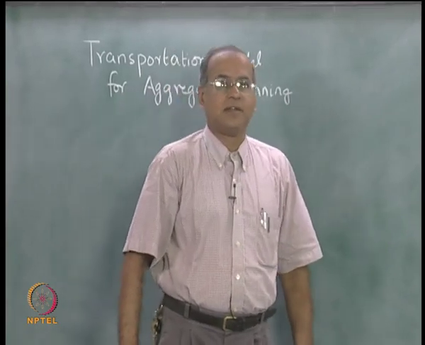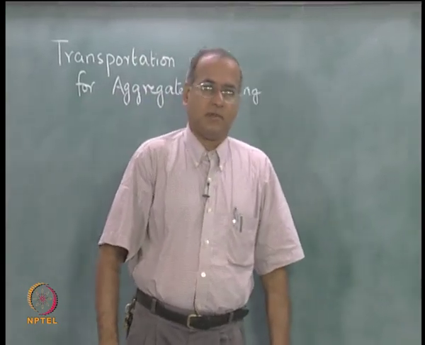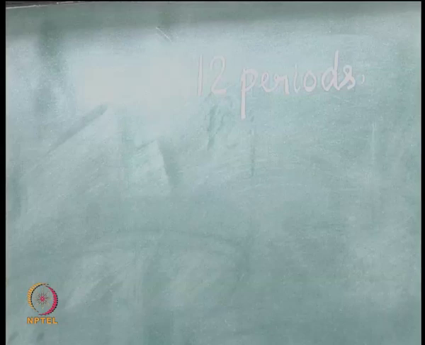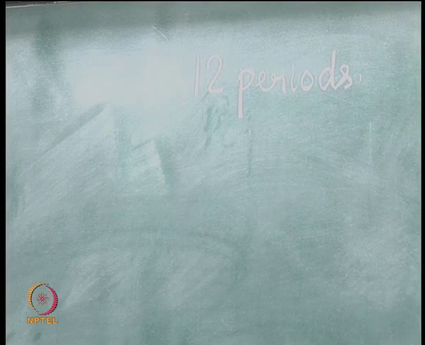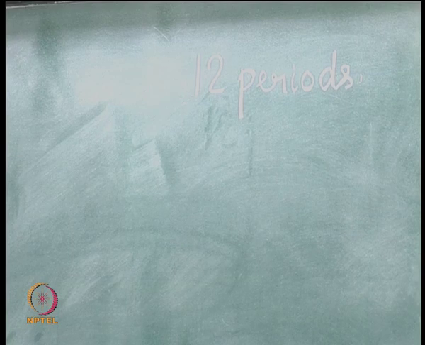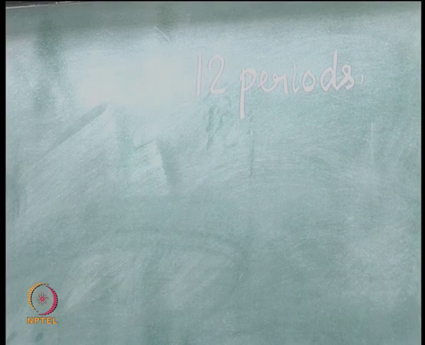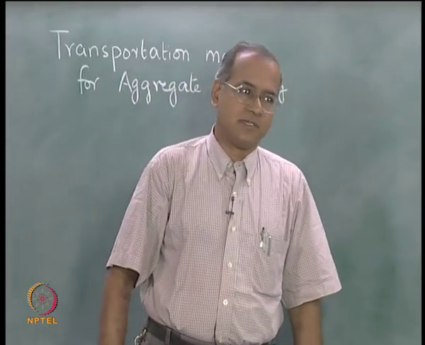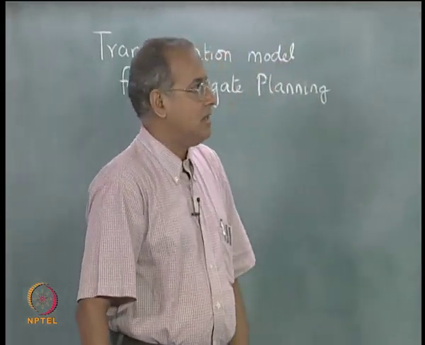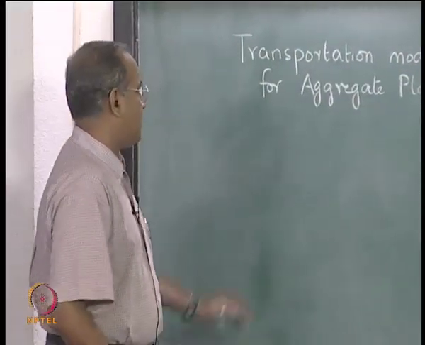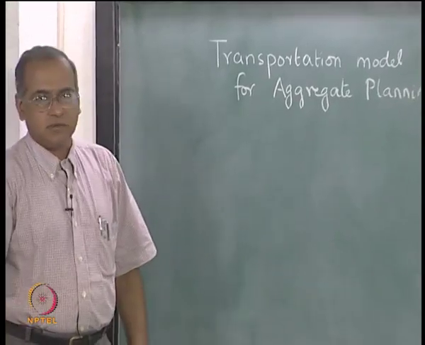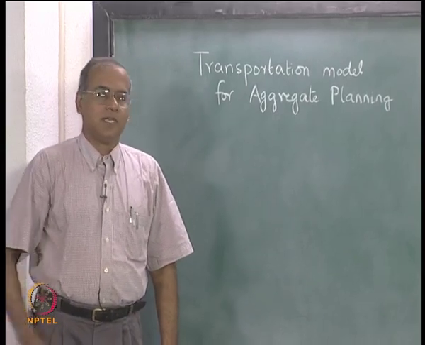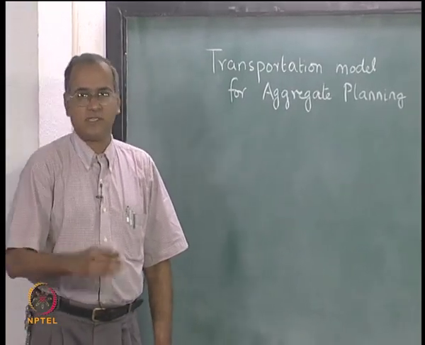We had one set of constraints where we added the production to the beginning inventory and then subtracted the demand to get the ending inventory. We also had another set of constraints relating the regular time production, underutilization and capacity, and a third set of constraints involving the workforce. Now we are going to describe a transportation model which does almost everything that the linear programming model does. There are a few differences which we will also see as we move along.